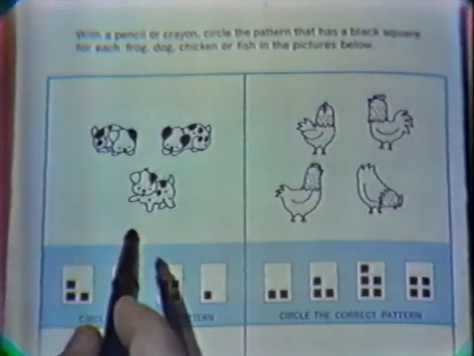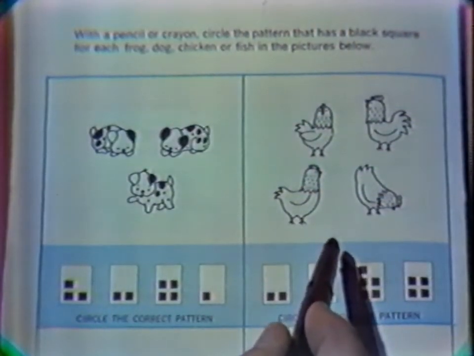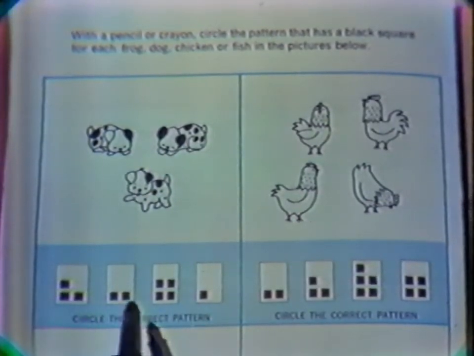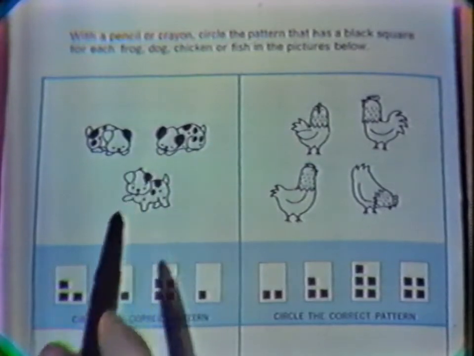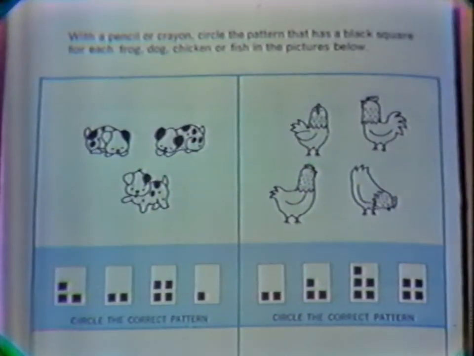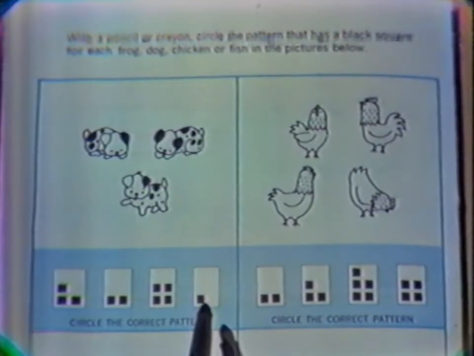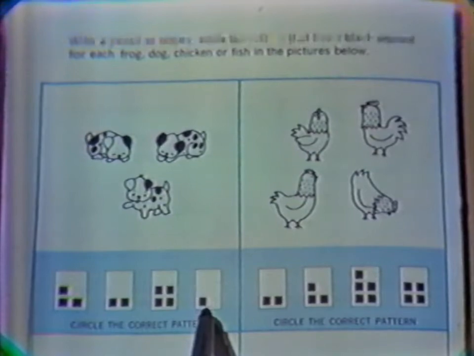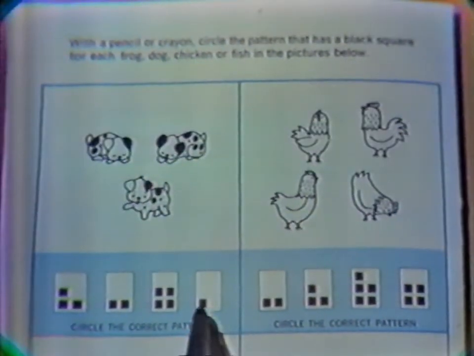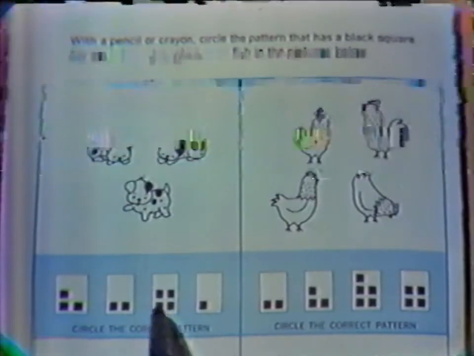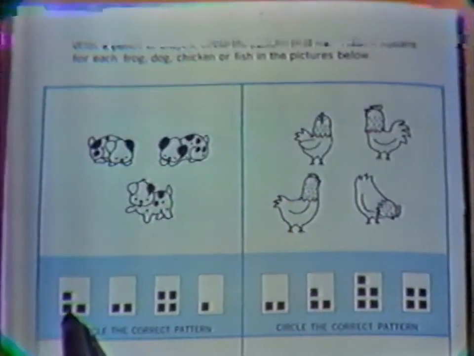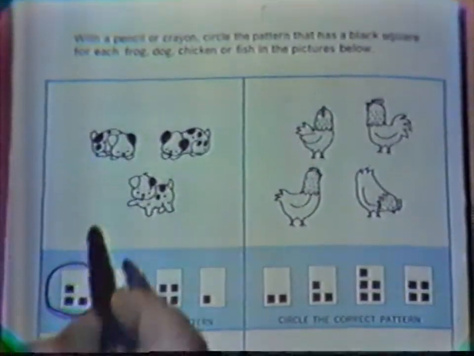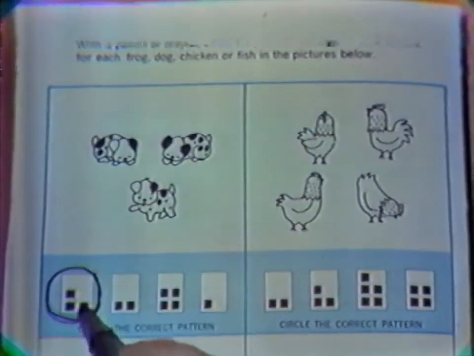Now, here are some puppies, and right below them are some of our waffle patterns. Now, one of these patterns has a black square for each puppy. And I'll point to one pattern at a time, and when I get to the one that has a square for each puppy, you say, stop. Are you ready? Well, here we go. Is there a square for each puppy here, here, in this box, here, in this box, here? That's right, stop. Here's a square for a puppy, a square for a puppy, and a square for a puppy.